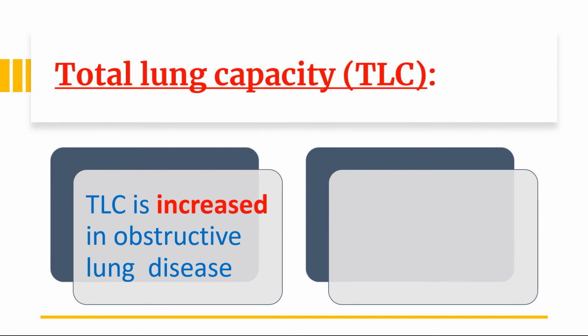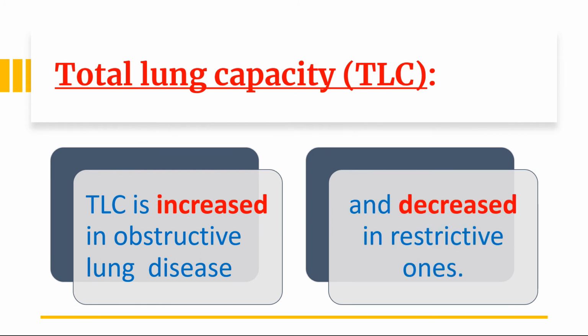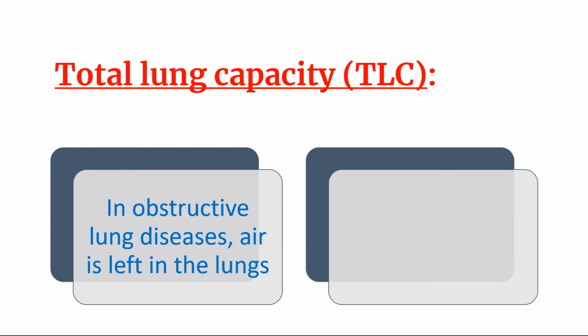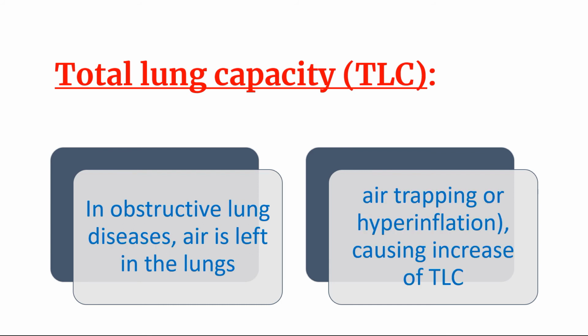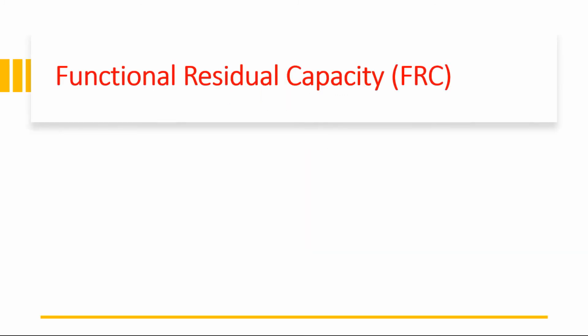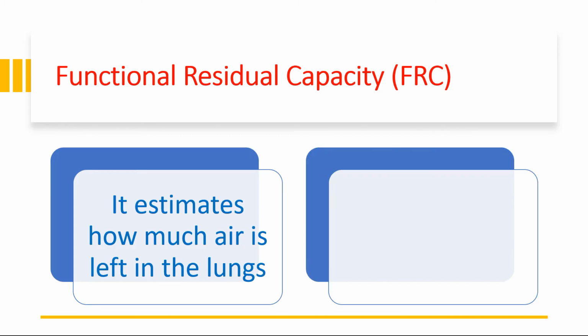So this is increased in obstructive lung disease and it is decreased in restrictive lung disease. We know in obstructive lung disease the total lung capacity is increased and it is decreased in restrictive lung disease. In obstructive lung disease, air is left in the lungs and air trapping or hyperinflation causes an increase of total lung capacity. Other pulmonary function tests which cannot be measured by spirometry, we have something called functional residual capacity.